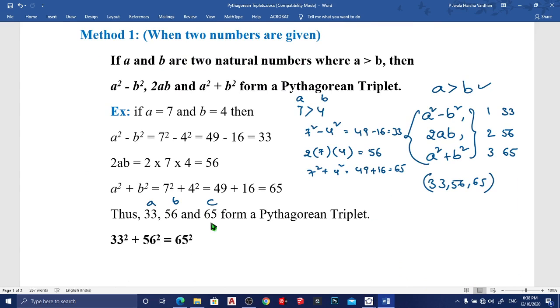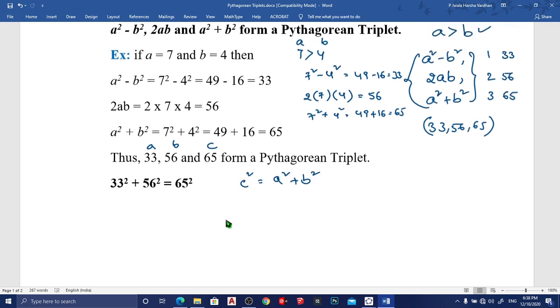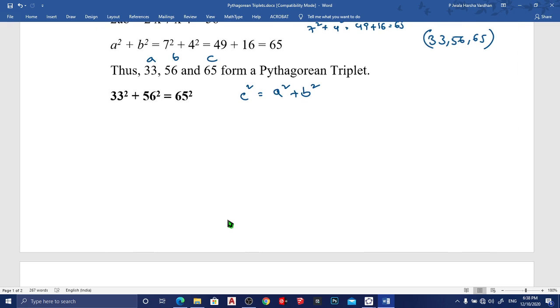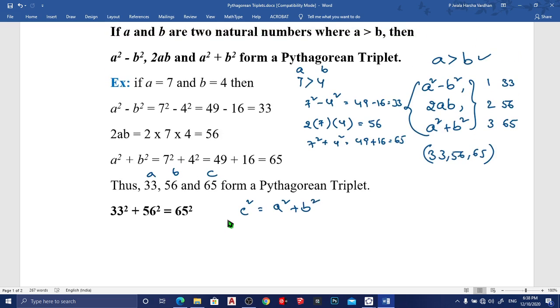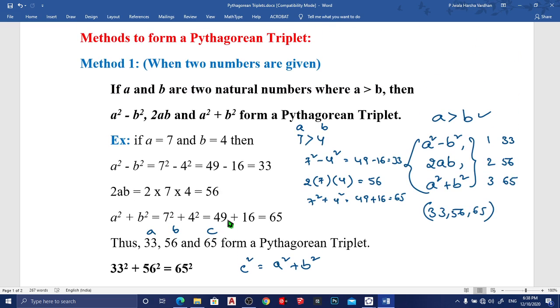So now if you take this c square is equal to a square plus b square formula, you can check whether the three numbers belong to a Pythagorean triplet or not. So 33 square plus 56 square is equal to 65 whole square, you will get if you calculate it. Okay, so that's why these three numbers are a Pythagorean triplet.